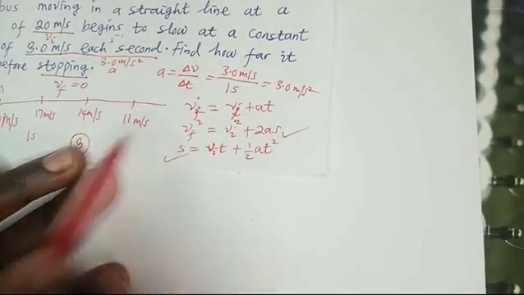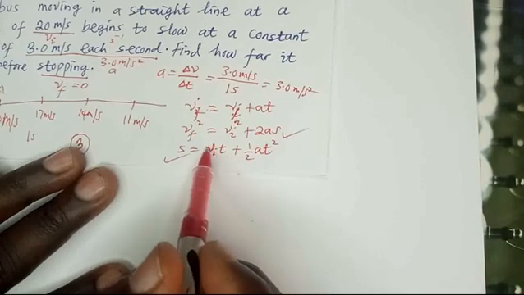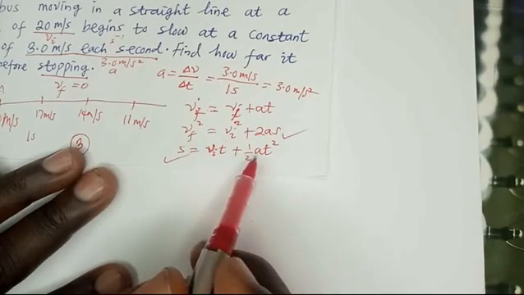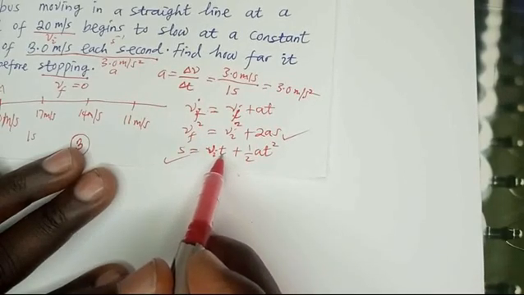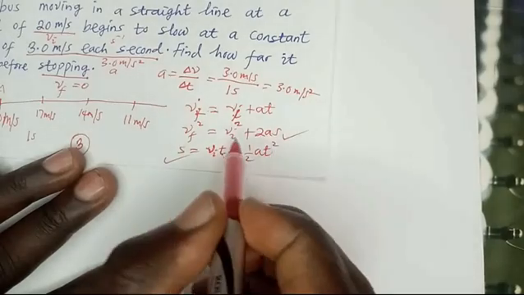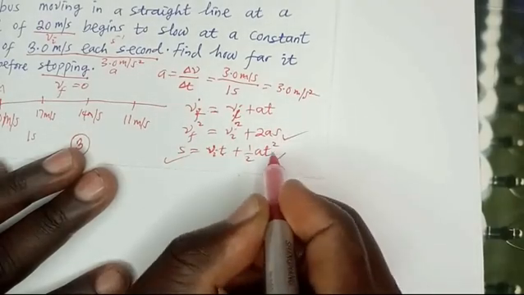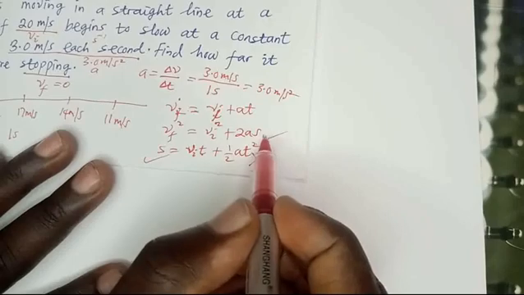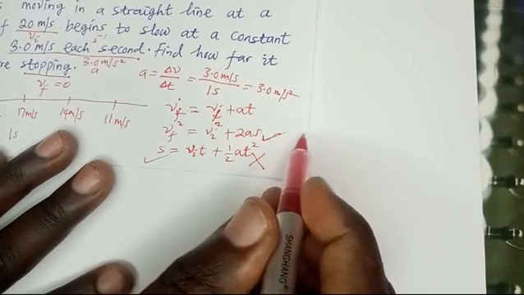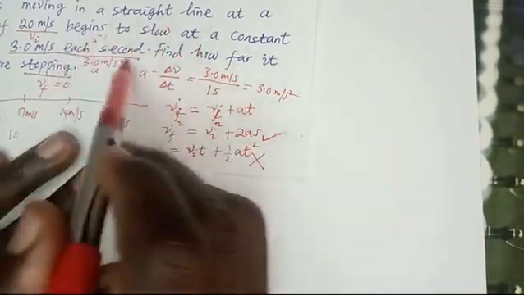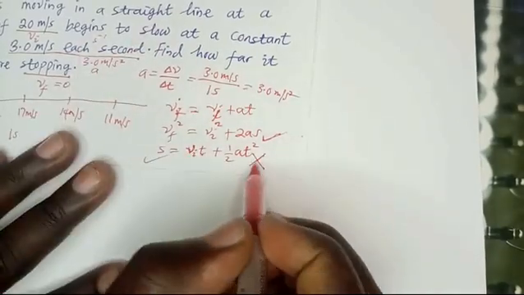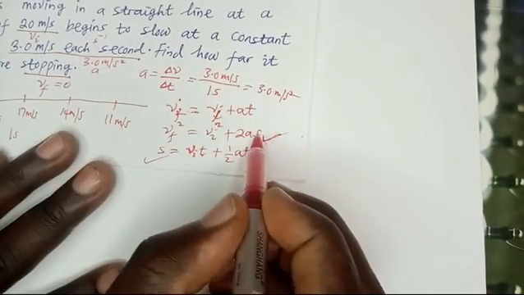Okay, can I use this one? I cannot use this one because I was not told the time it takes to stop. So it means I will not use this formula. I resort to this one because this one has no t. All the parameters here, no time is given, so I will not use the other one. I will use this one to get s.